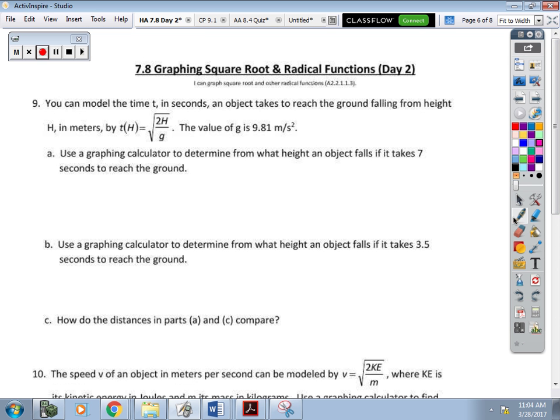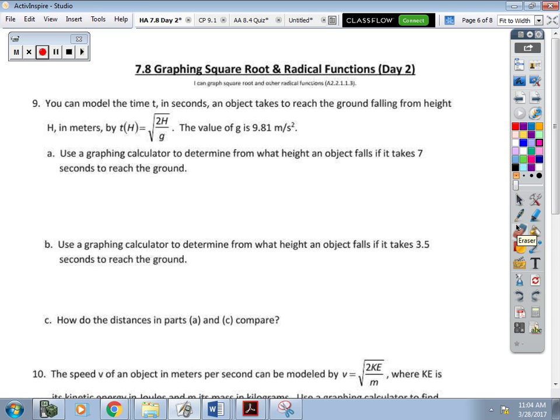So the directions for numbers 9 and 10 all say to use the graphing calculator. So we're going to do that first. I am going to show it algebraically because I think you should know how to do it. Many of you will like the algebraic method better than the graphing calculator, but I want you to be able and comfortable with doing both.